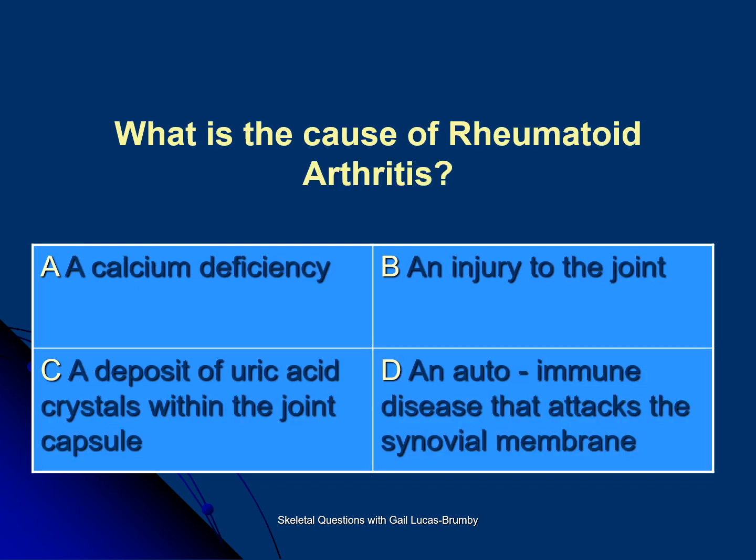What is the cause of rheumatoid arthritis? Is it A, a calcium deficiency? B, an injury to the joint? C, a deposit of uric acid crystals within the joint capsule? Or D, an autoimmune disease that attacks the synovial membrane?